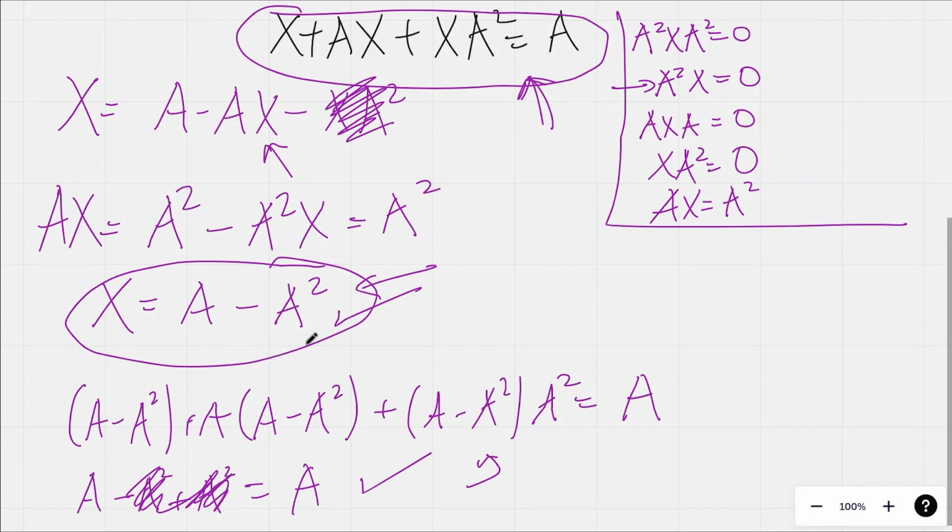I hope this solution has made sense, and I hope you've enjoyed this problem. This one comes from the International Mathematics Competition, I believe the 2021 competition.